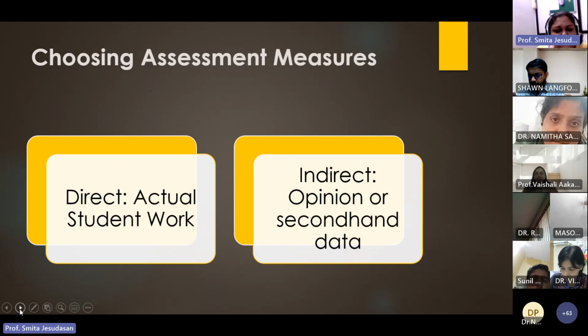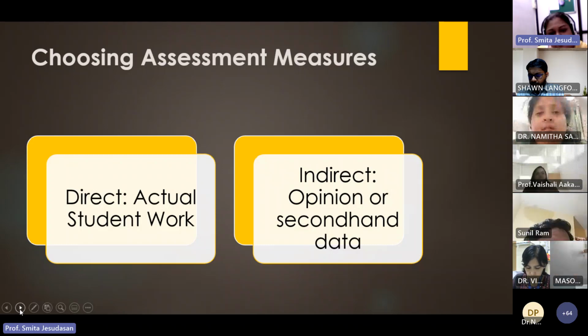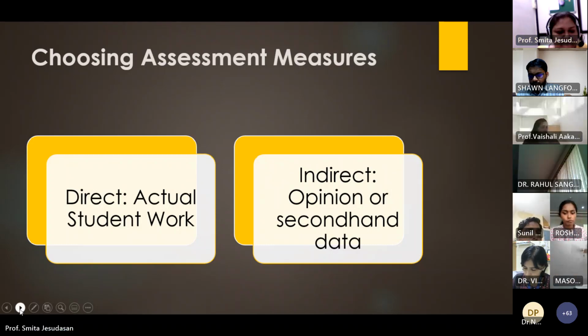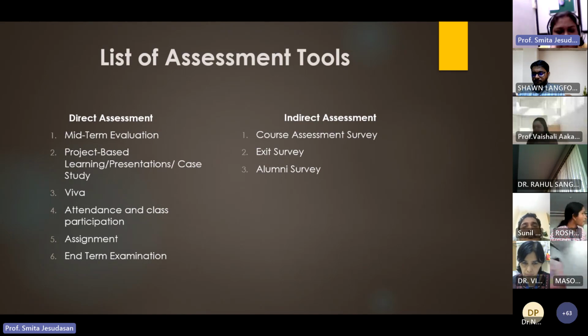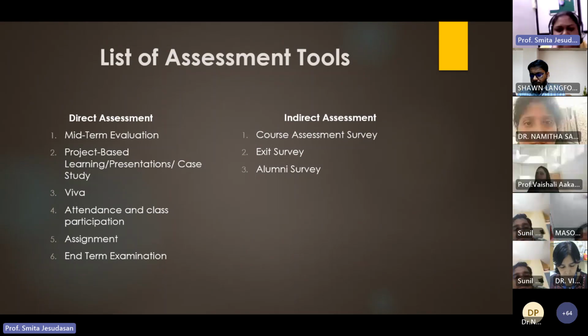So when we say indirect assessment tool, we are collecting information about the student's perception of learning. Now, these are the various list of assessment tools. Since I'm from the MBA discipline, the management discipline, I have used the assessment tools that we use in our teaching learning process.